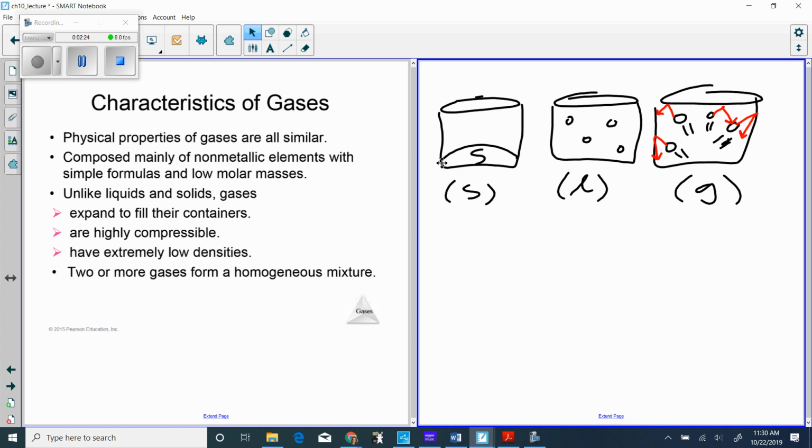They're highly compressible. Yes? Do we need to draw the arrows? The arrows show that they're bouncing, and so yes. What were you thinking?